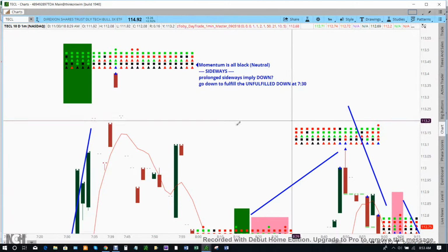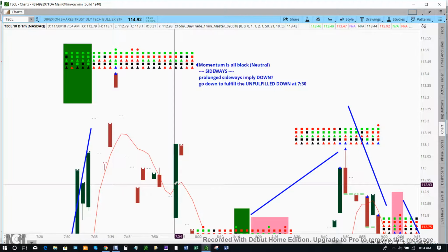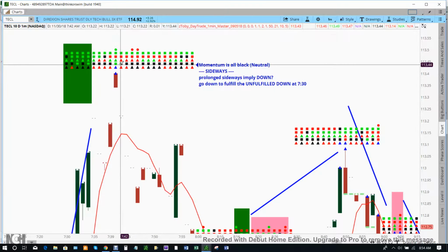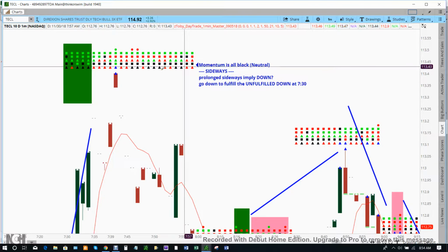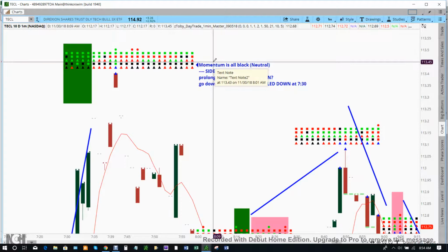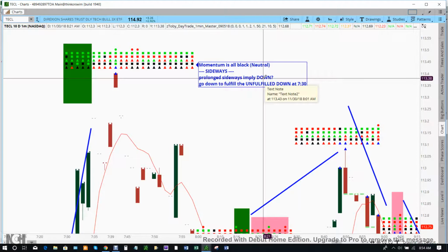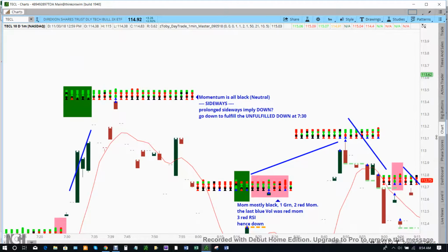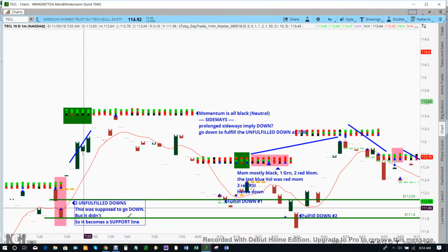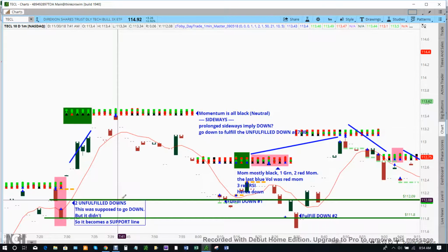I'm going to zoom in so you can see it. It's kind of going up here, and then goes sideways. And you'll notice that the second row is pretty much all black momentums, so it's going sideways. And I have this thing I say, prolonged sideways imply it's going to go down eventually. I don't know if that's true all the time or not, but what we do know is that we have these two unfulfilled downs right here, and so it's going sideways, and it has two unfulfilled downs.